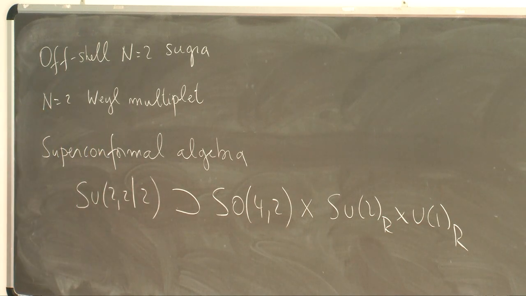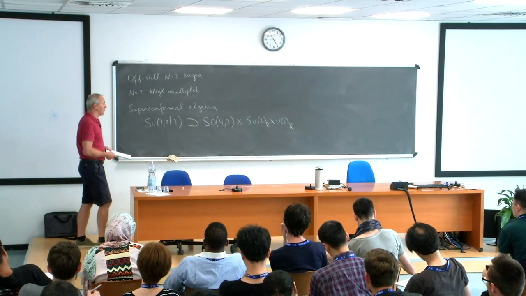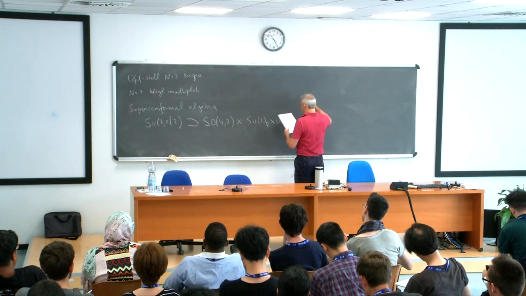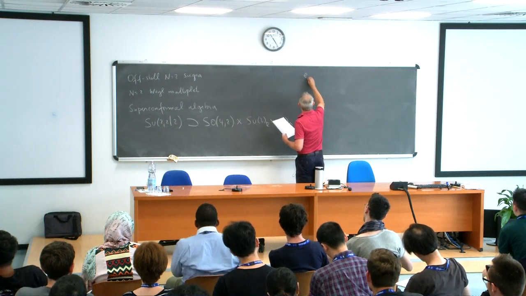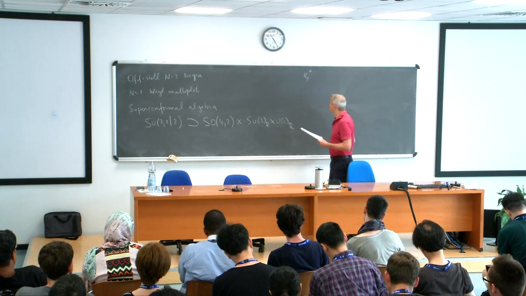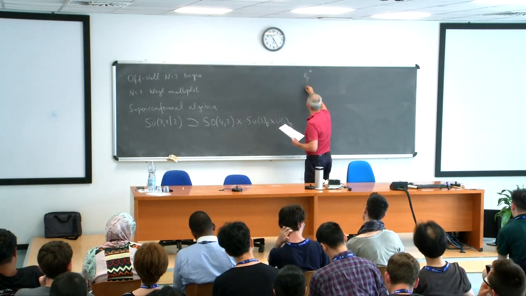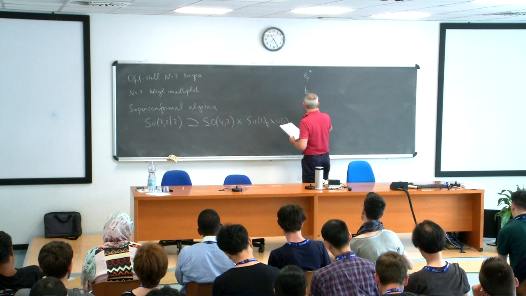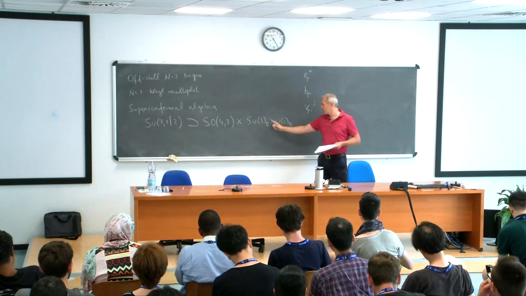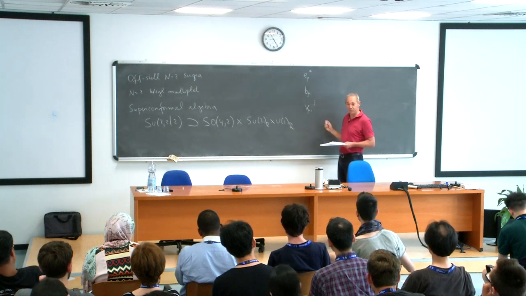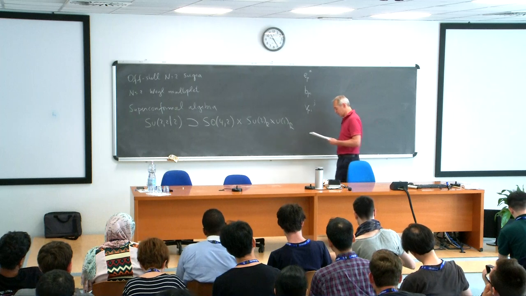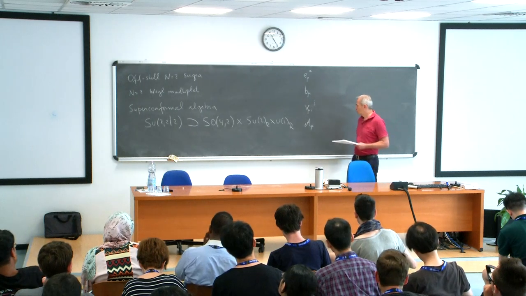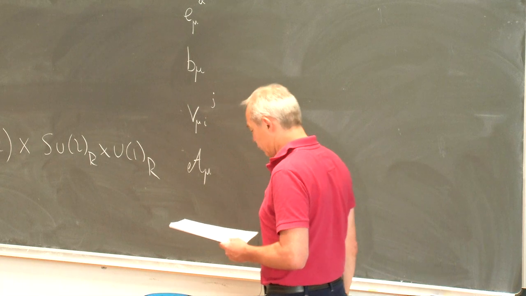So when we construct this Weyl multiplet, we have to introduce gauge fields for all these generators. Let me make a list of these gauge fields. We have e_μ^a, that's basically the metric for general coordinate transformations or for translations. We have b_μ for the dilatations. We have V_μ^{ij}. These are gauge fields for the R symmetry group, so this is a non-abelian gauge field. Now we have curly A_μ, which is the gauge field for this U(1) R symmetry.